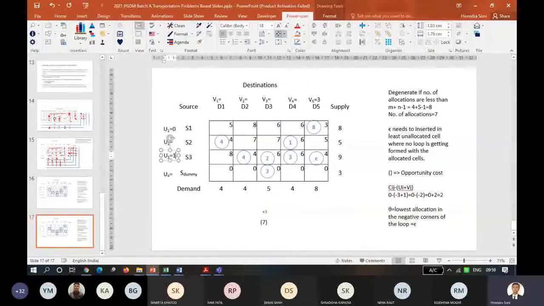4 minus 3, 1. Now since I know that, so now I can calculate V2. V2 would be 4 minus 1, 3. I can calculate V3. It is 6 minus 1, 5. Correct? Now since I have already got this one, I can calculate U4. U4 is 0 minus 5. So it is minus 5. What about U2?